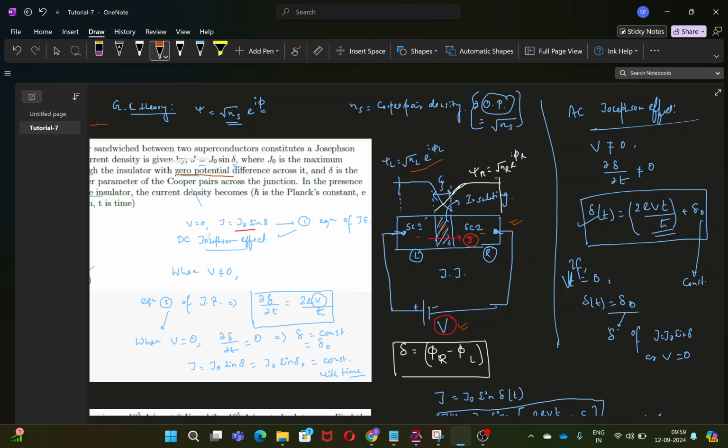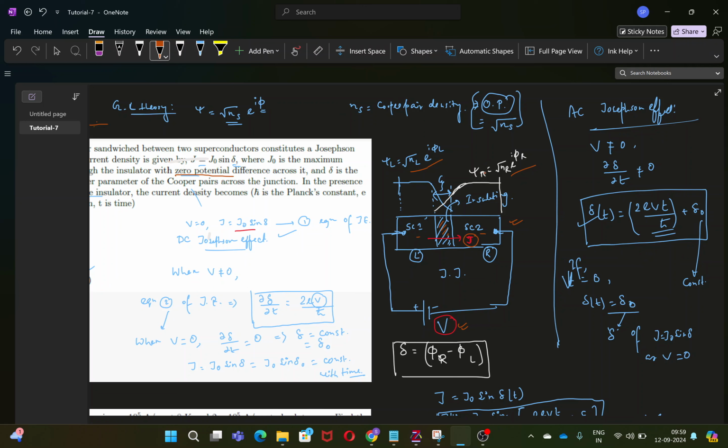And similarly, if you define the wave function on the right side superconductor, it is psi_r equal to root over n_r e^(i phi_r), where n_r is the number density of the Cooper pairs on the right hand side superconductor. Phi_l is the coherent phase associated with the wave function, which is a coherent wave function on the left side superconductor, and phi_r is a similar coherent phase for the right side superconductor.